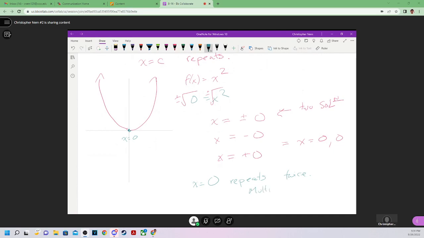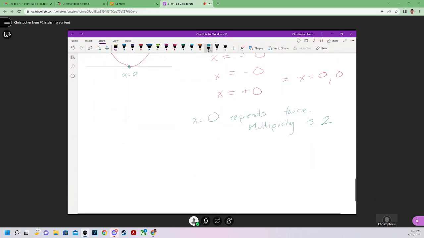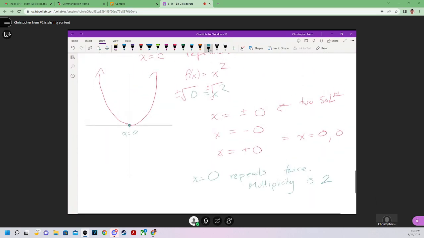Multiplicity is 2. So x equals 0 repeats twice, which means it has multiplicity of 2. It repeats twice. And there's some information you can get out of this that we'll talk about in a bit.